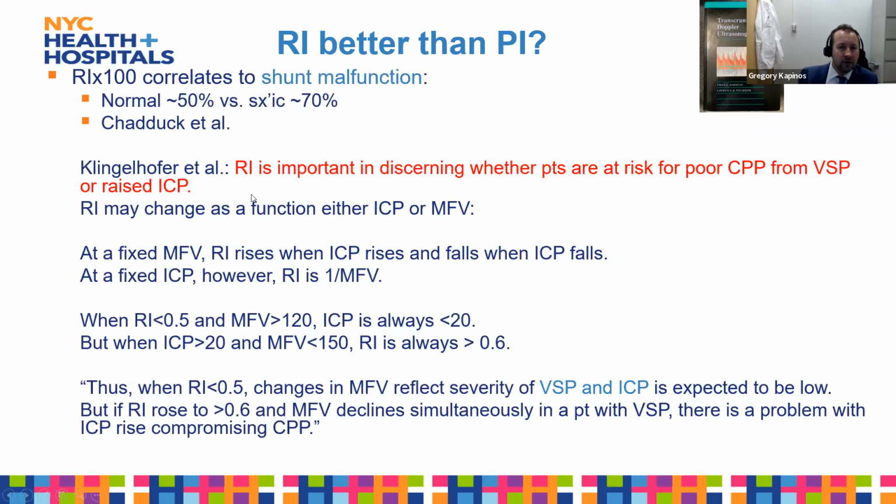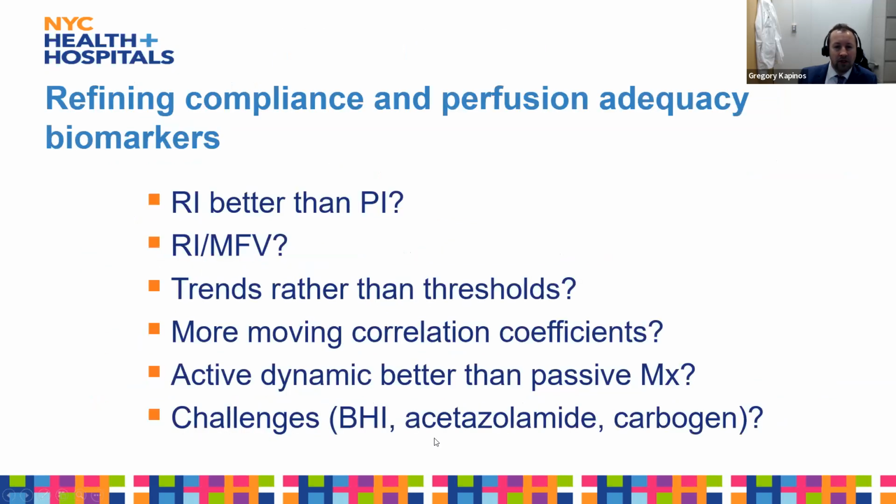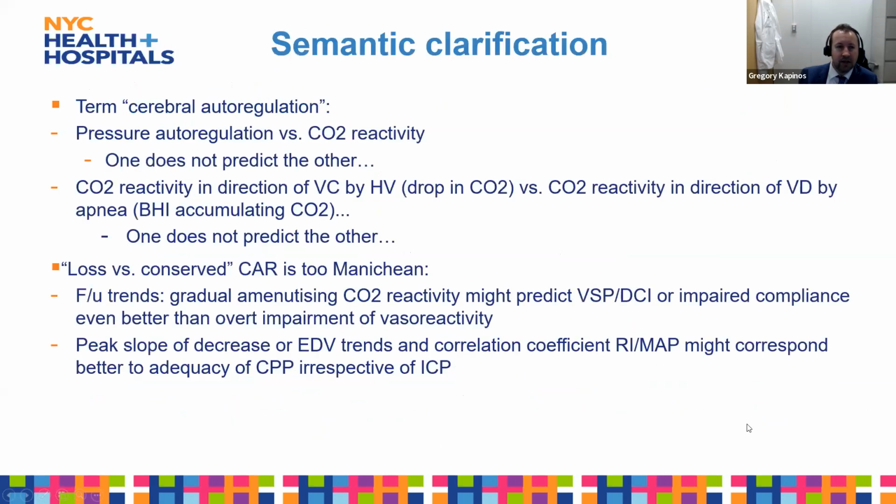And Klingelhofer also was looking at the resistivity index as opposed to the PI for deciphering when patients were developing vasospasm versus an ICP issue. So there's ample literature, and we should do more research on TCDs in neurotrauma. I think we can also look at it dynamically, like the trends and the evolution over time, rather than just the passive MX that has been promoted by Cambridge. We should do more challenges with the breath holding index, acetazolamide or carbogen.